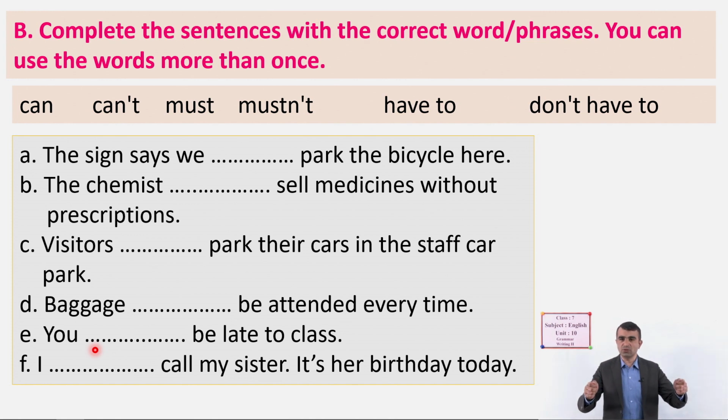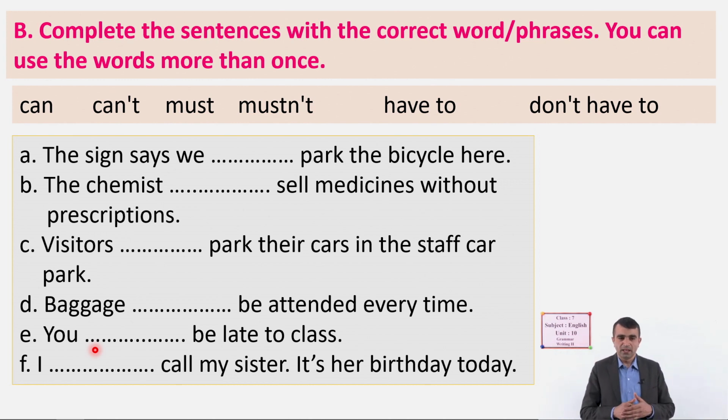Can means something you can do. Can't means something you cannot do, you are not allowed to do. Must means something you must do or have to do, because there is a rule, because there is an obligation. Mustn't means you are not allowed to do. Have to, you should do because there is a rule. Don't have to, no need. Now after knowing this you can write now, can't you?